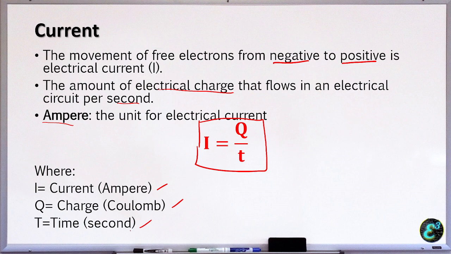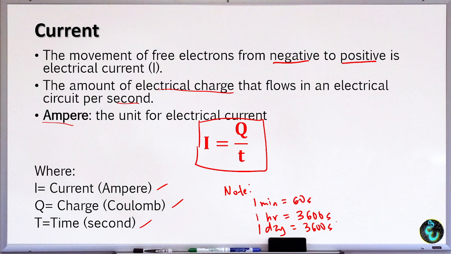So in case the given in the problem is in minutes, you should convert the minutes to seconds. Likewise, if it is in hours, you should convert the hours to seconds. So for example, I will put the conversion here. 1 minute is 60 seconds. 1 hour is equal to 3,600 seconds. So the question now is, what if it is 1 day? It's easy: the 3,600 seconds is 1 hour, and a day has 24 hours. Whatever the answer is, that will be the number of seconds in 1 day.